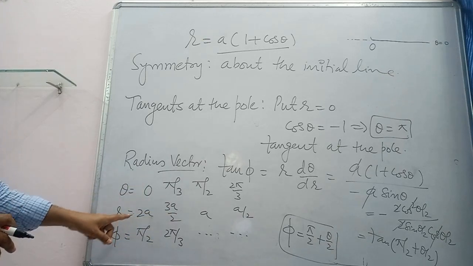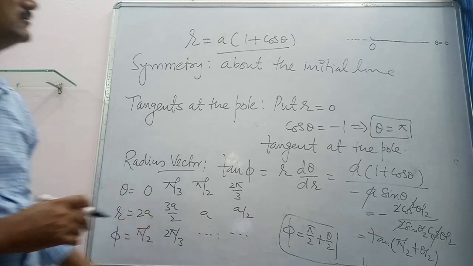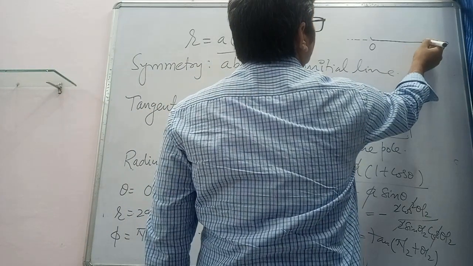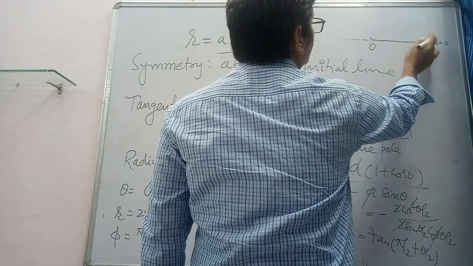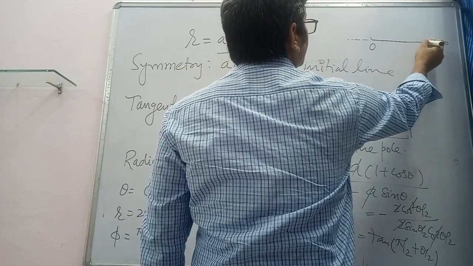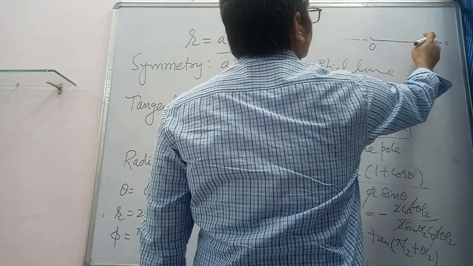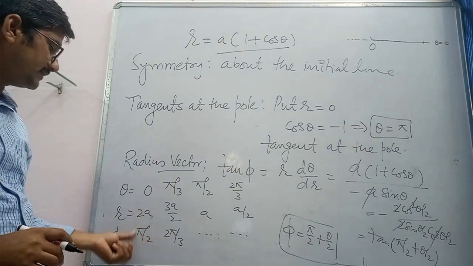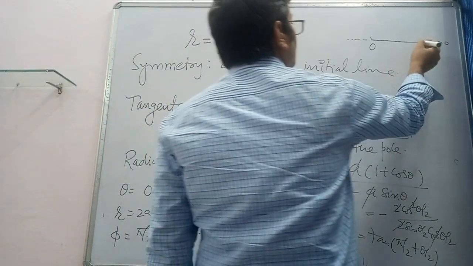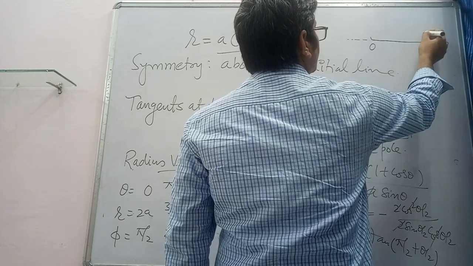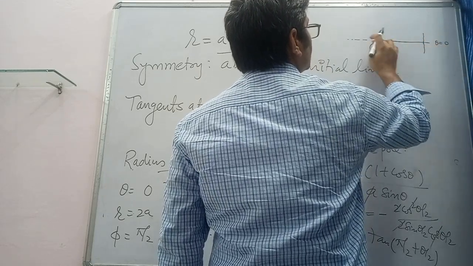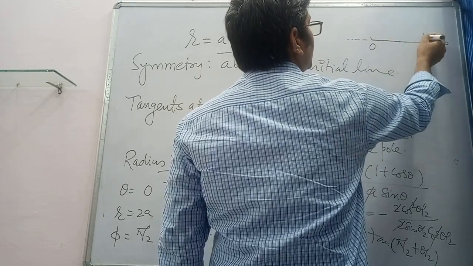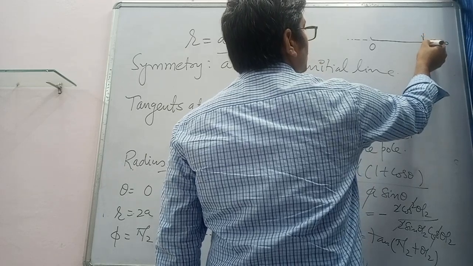So at theta equal to 0, r equal to 2a. So this point lies on this curve. Suppose this length is 2a and theta equal to 0. At this point, the angle between the radius vector and tangent is pi by 2. So this is the radius vector. The angle between these two lines, the radius vector and tangent, is pi by 2. So the shape of the curve should be like this.